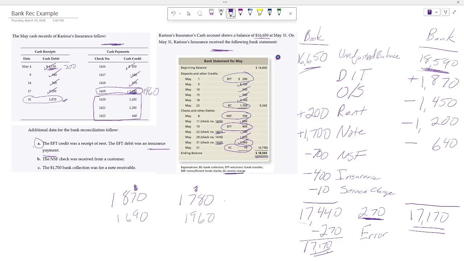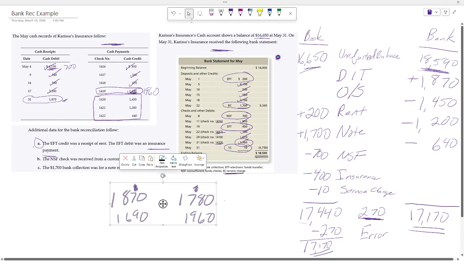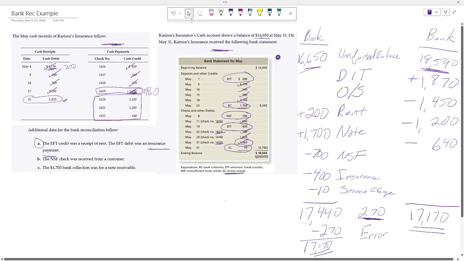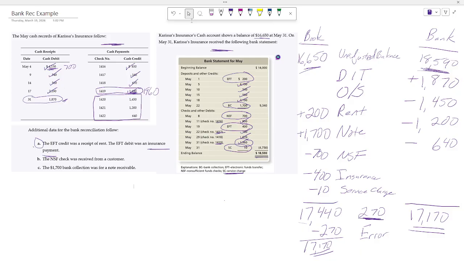All right, at this point, we are now ready to do journal entries. These journal entries aren't really anything special. They're just going to be like regular transactions. So we only need to adjust for things on the book side. We cannot change the bank's records. We don't go to the teller and say, hey, you need to make a journal entry for this rent amount or for this outstanding check. We can only change our side. So we're only going to look at things on the book side.